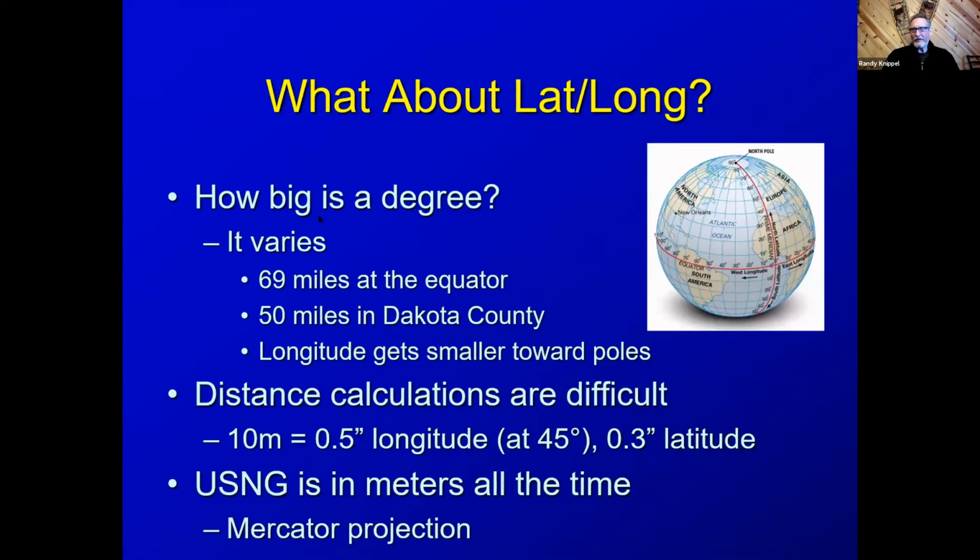Well, the Earth is round, right? Well, the reality is that the size of a degree varies. At the equator, a degree of longitude and a degree of latitude is approximately 69 miles. At our latitude, Minnesota, Wisconsin, a degree of longitude is about 50 miles. A degree of latitude is still 69 miles. Then because degrees of longitude actually converge at the poles, they continue to get smaller and smaller until you get to the pole. Well, this makes distance calculations difficult.